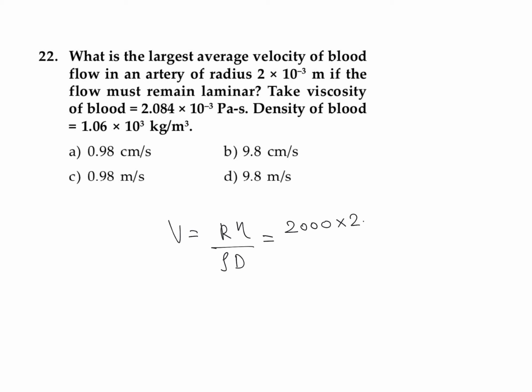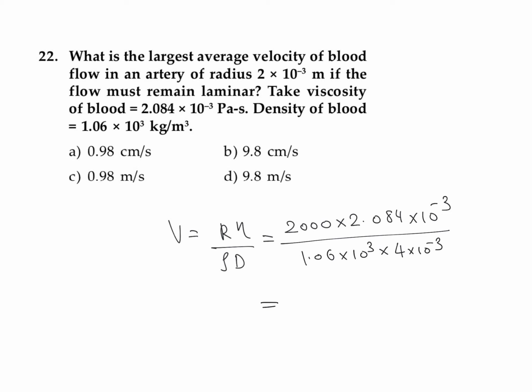which is given as 2.084 into 10 raised to minus 3, divided by the density of blood, which is given as 1.06 into 10 raised to 3, into the diameter. The radius is given as 2 into 10 raised to minus 3, so the diameter we can take as 4 into 10 raised to minus 3.